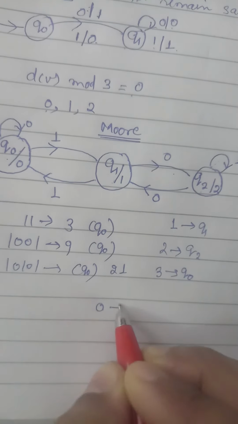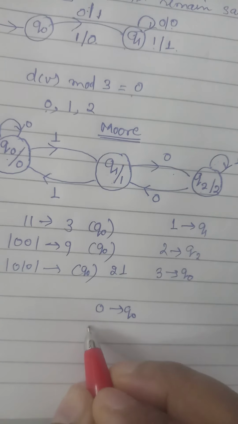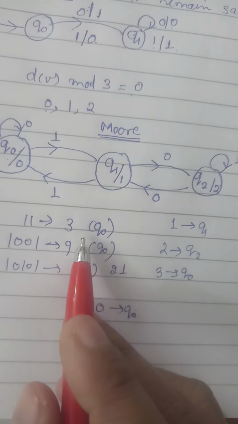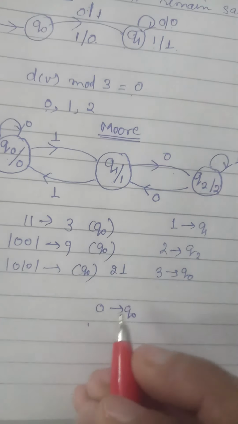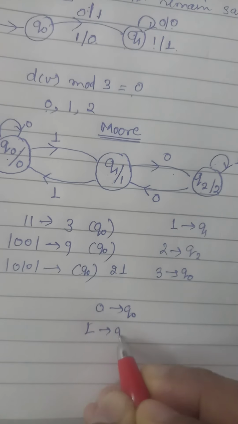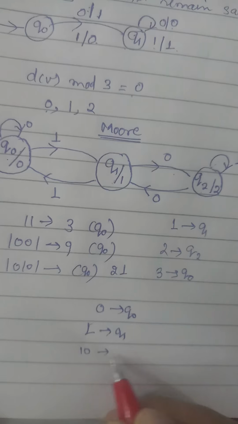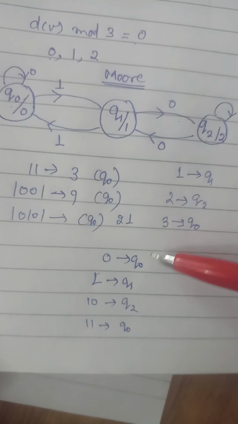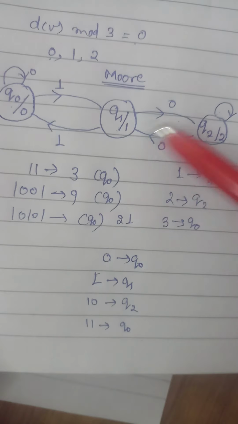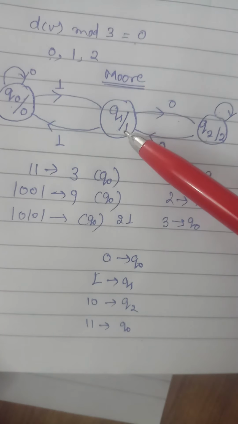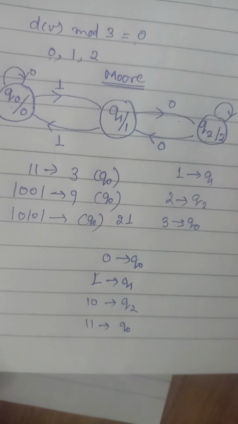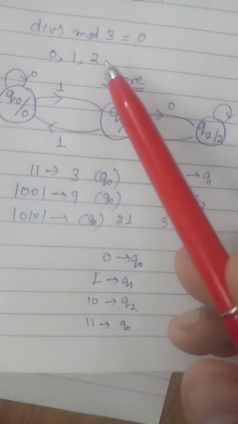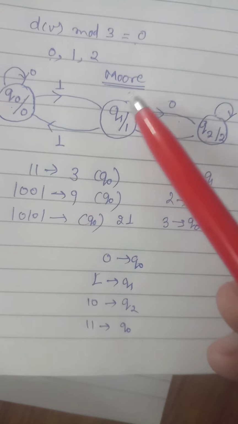Or we can say it like this also. For 0 we are reaching Q0, for 1 we are reaching Q1, for 10 we are reaching Q2, and for 11 we are again reaching Q0. So we can clearly see, whenever we get a multiple of 3, we always reach Q0. When it is a 1 remainder, we reach Q1. When it is a 2 remainder, we reach Q2. So in this simple way, we can make the divisible mod 3 equal to 0 Moore machine.